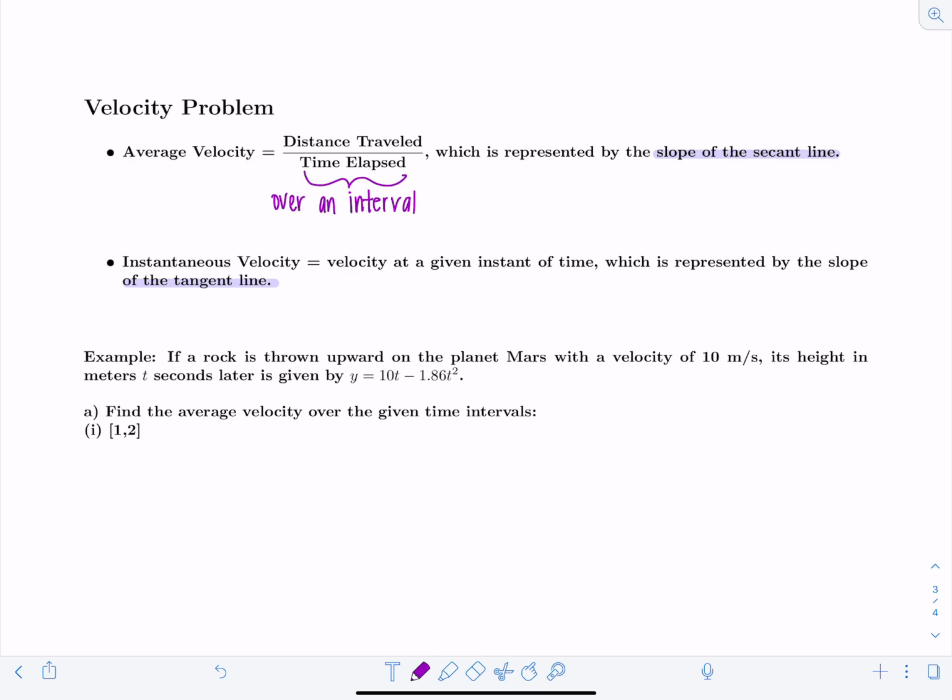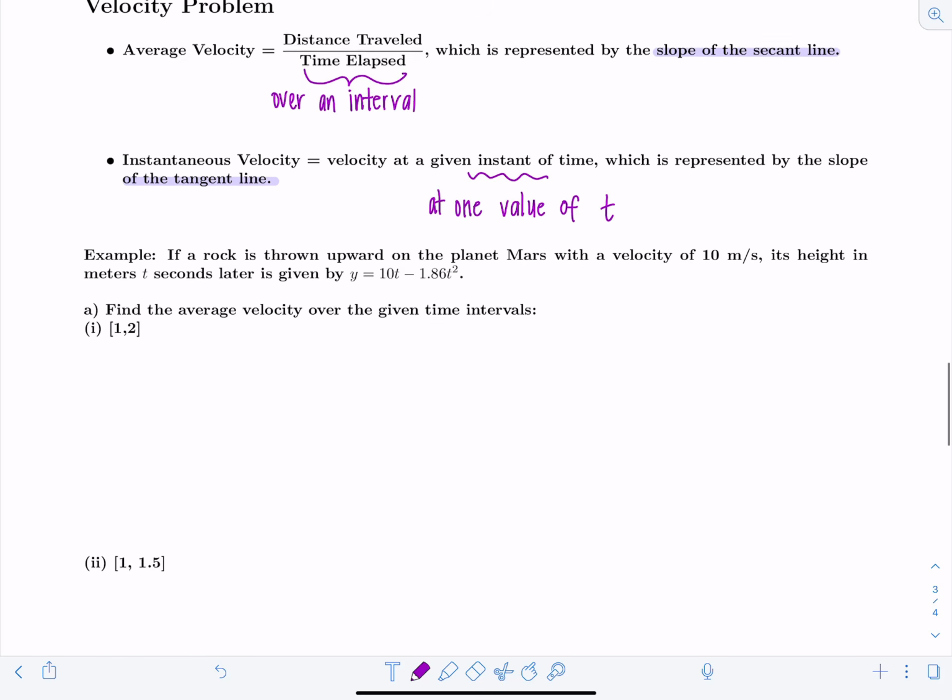Instantaneous velocity is represented by the slope of the tangent line because it's just at a single instant in time, okay? So it's only at one particular value of t, not over an interval of time, okay? So we're gonna look at an example so we can make sure we understand the difference.